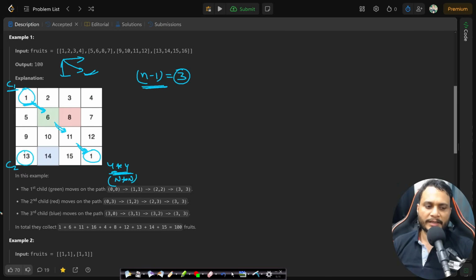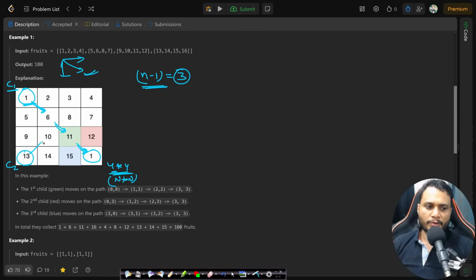If you see the second child, then if you start moving, it can take n minus 1 moves in the straight path to reach the last cell. That is one way, but it could have taken any other path as well, and still it would have taken n minus 1 moves to reach the last cell. So there can be many possible paths for this C2.